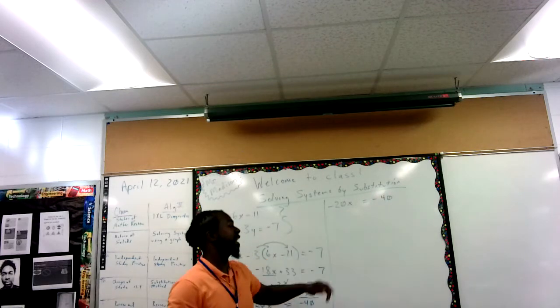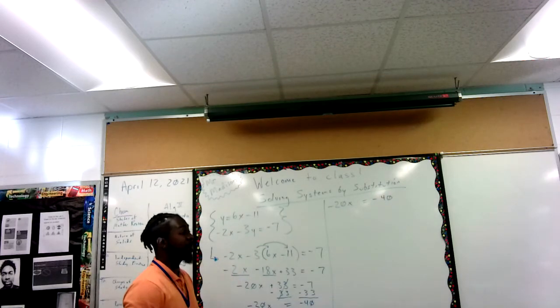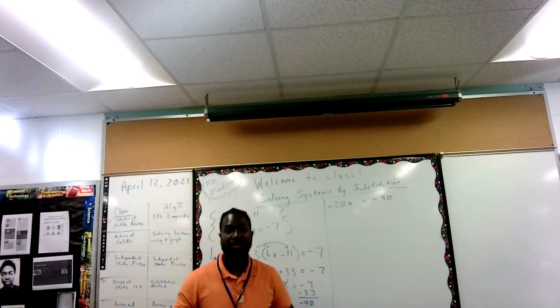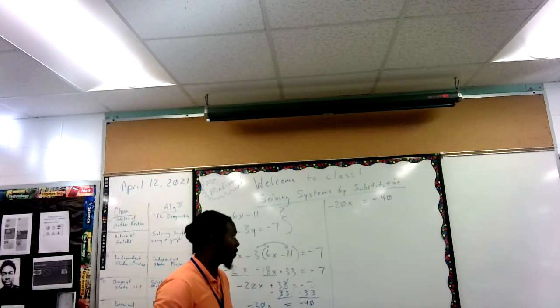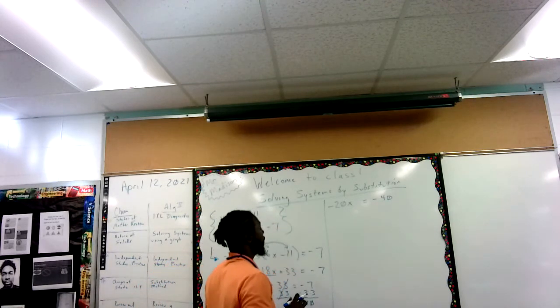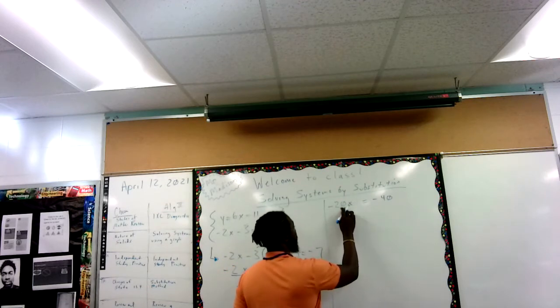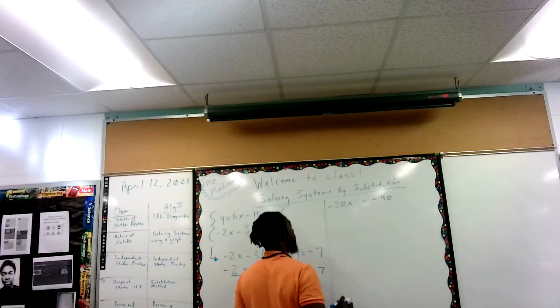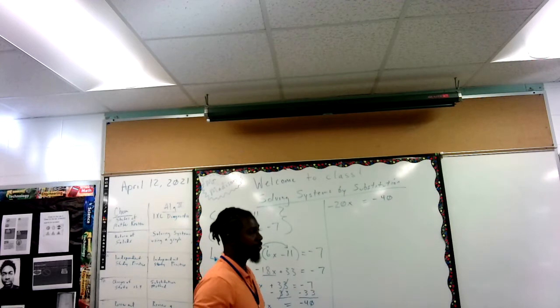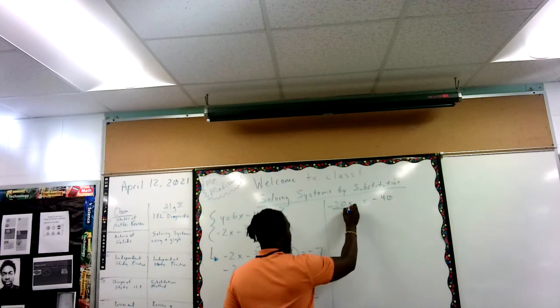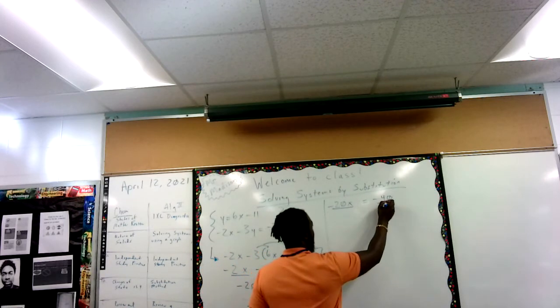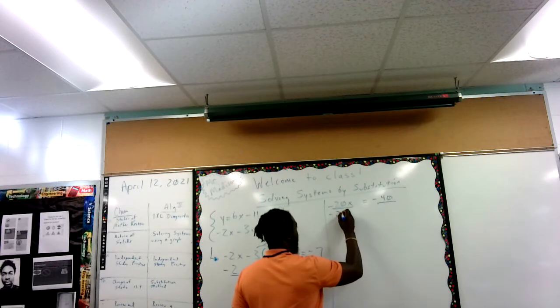I want to get rid of this negative 20 next to this x. I want it to just say x equals. When it just says x equals, that's what we have to go for. How are we going to do it? This is multiplication. The opposite of multiplication is division. Divide both sides by negative 20.